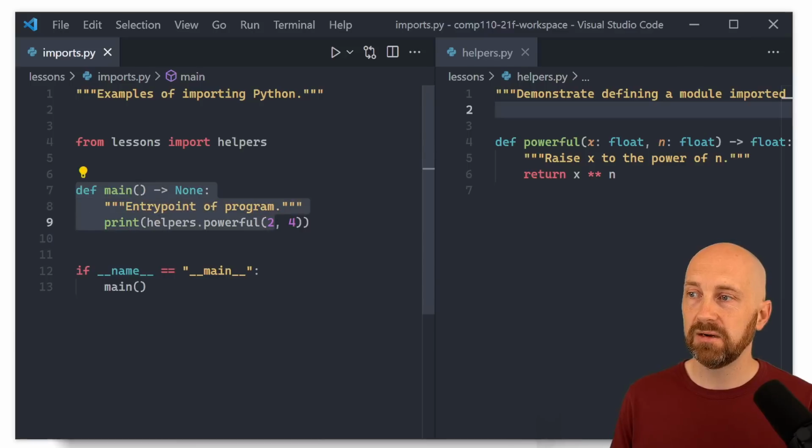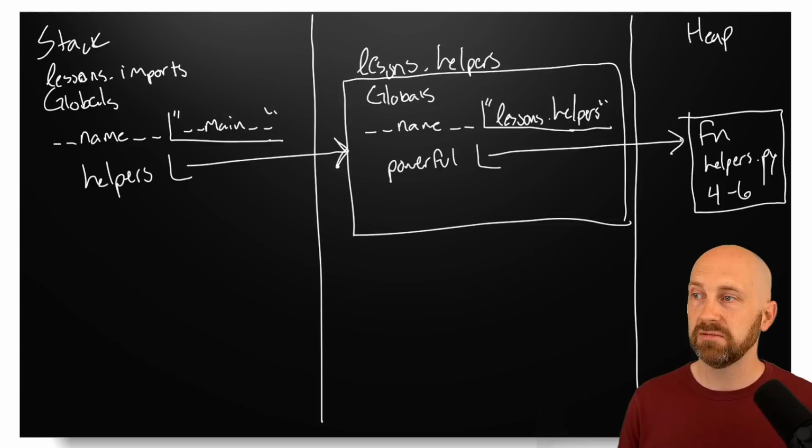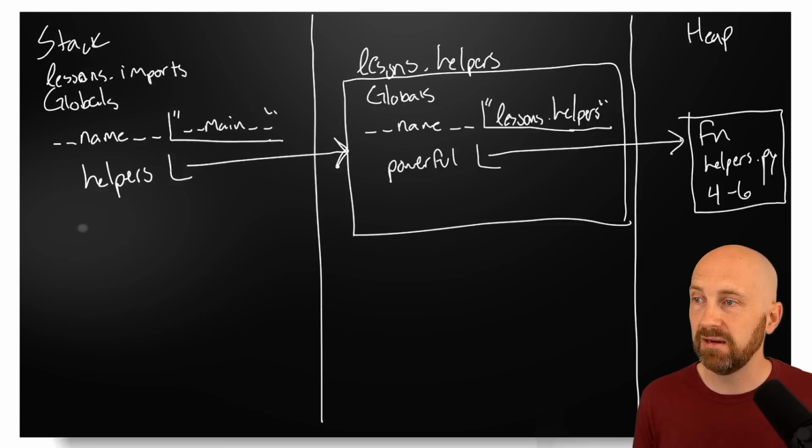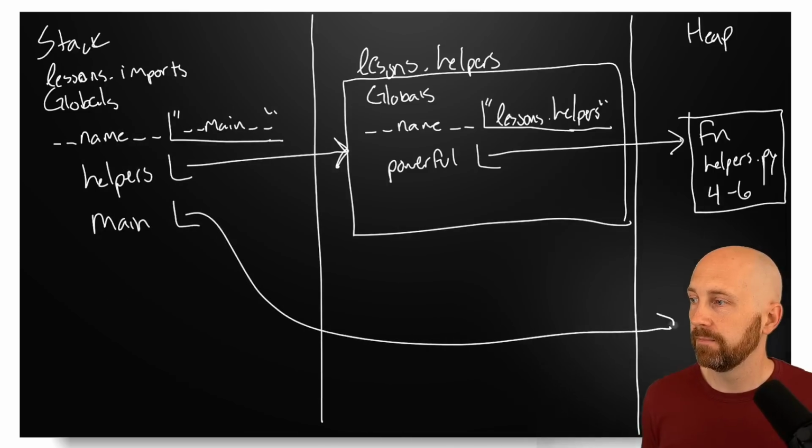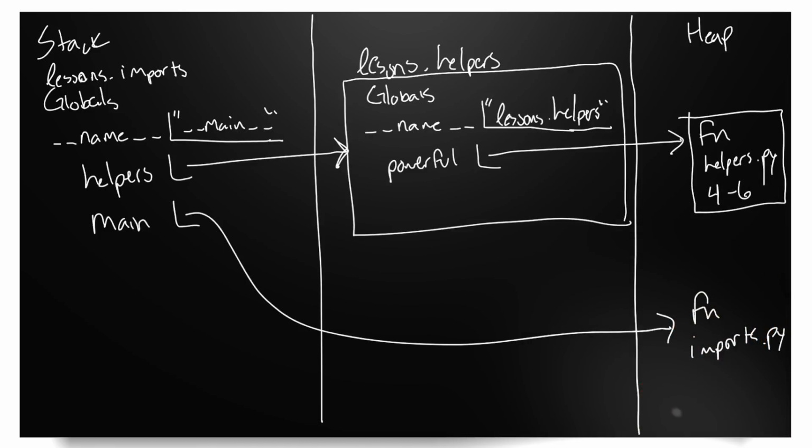Okay, so we then see a definition for a main function. So there would be a function named main being defined in our imports file. And that would be the function defined in imports.py on lines, say, 7 to 9.